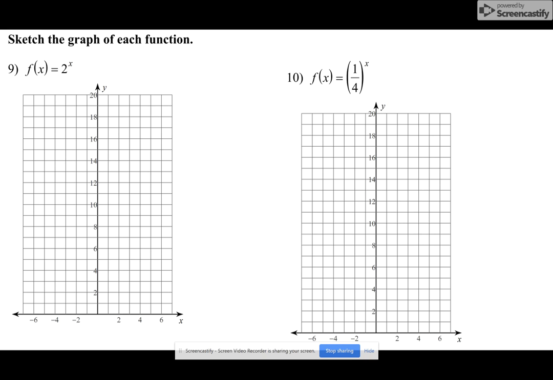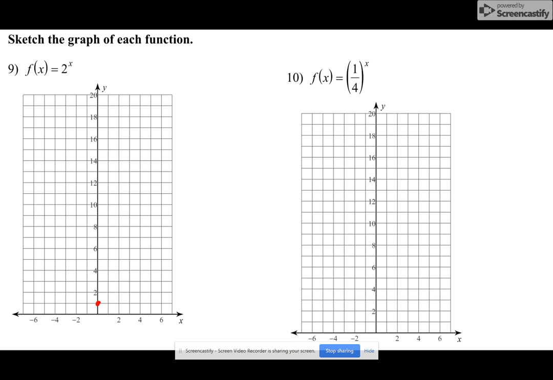So in class, we were talking about how the base tells me whether the graph is going to be going up or down, right? Increasing or decreasing. If the base is more than one, the picture is going to be going up. So question number 9, I expect my graph to be going up. Also, we talked about where it crosses the y-axis, and we said that it crosses at the point (0, 1).